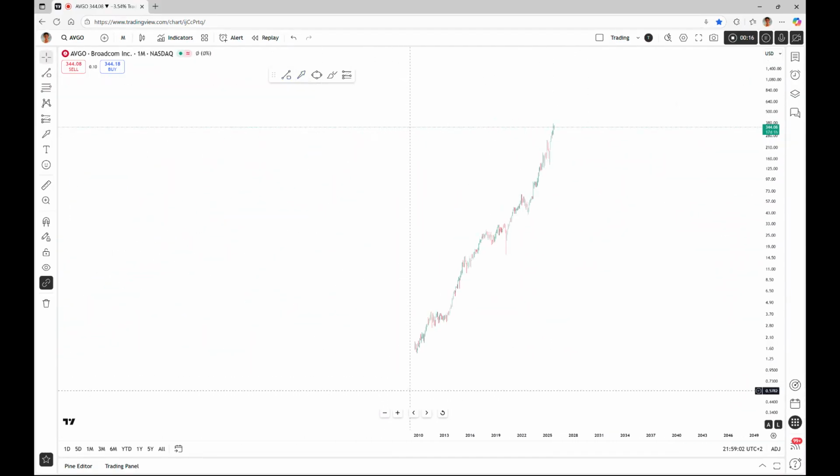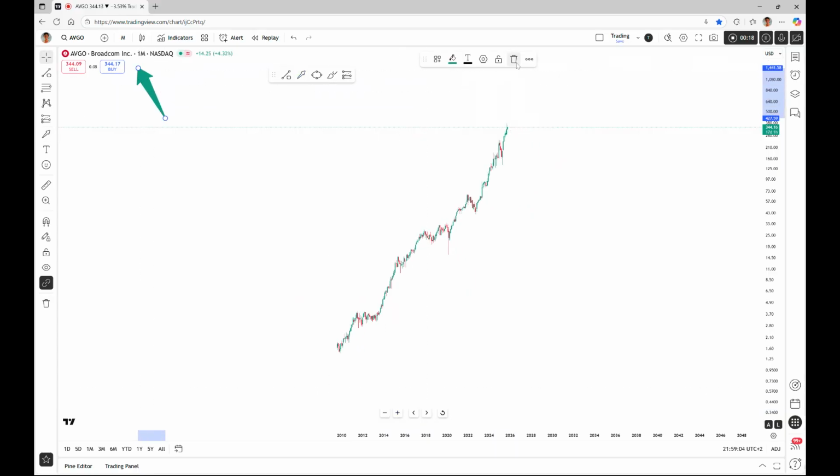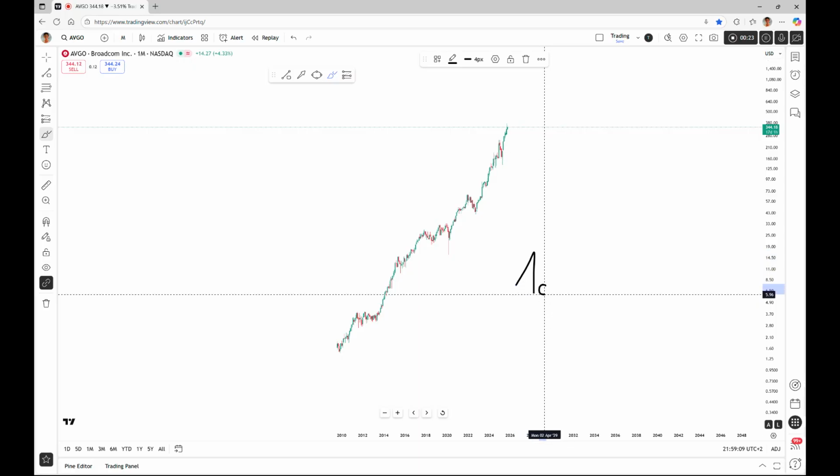Therefore, looking here at the monthly chart of Broadcom, before we start with some simple technical analysis, we first always have to determine the underlying trend. On Broadcom, this is literally the easiest thing possible.